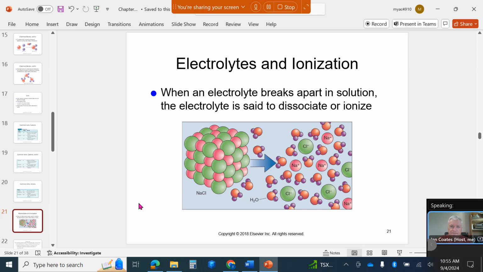Interesting. We'll get there. So, electrolytes and ionization. When an electrolyte breaks apart in solution, the electrolyte is said to dissociate or ionize. Remember the example of putting salt into water, making a salt water solution? Take a tablespoon of salt, put it in a glass of water, stir it, and away you go.